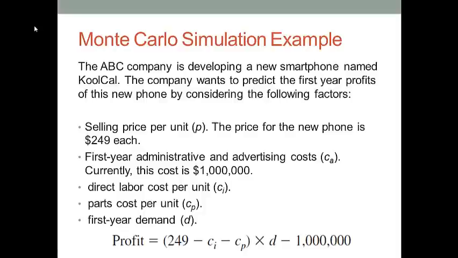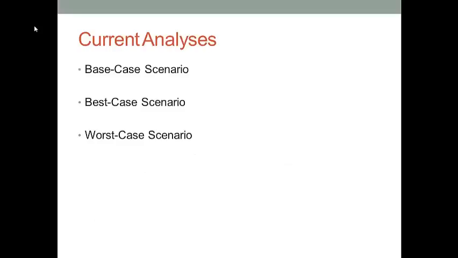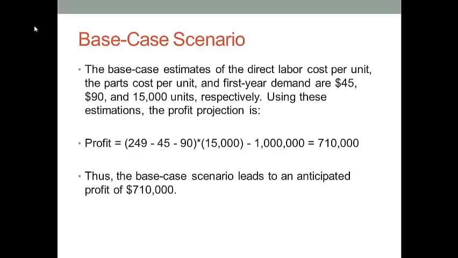If they use these factors to predict the total profit of the first year, they can get the calculation equation like the one on this slide. Currently, the analysts of this company are looking at three possible scenarios: the base scenario, the best scenario, and the worst scenario. In each scenario, they estimated the values of the unknown factors.